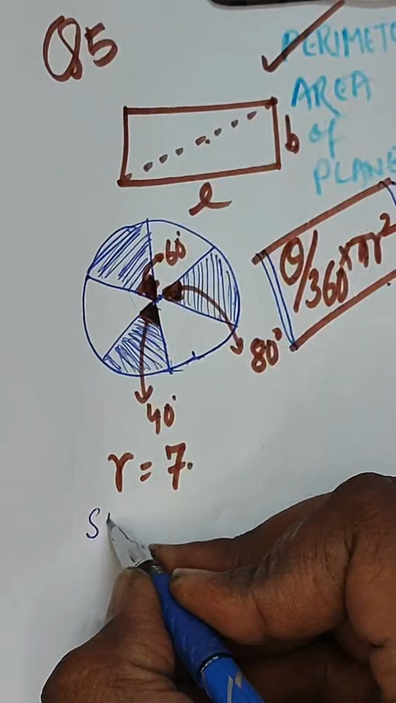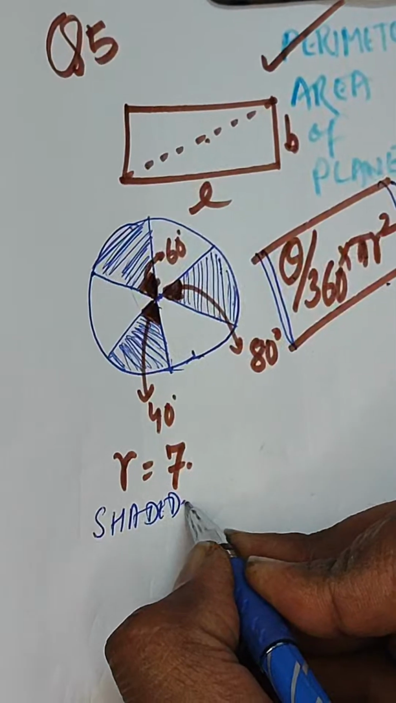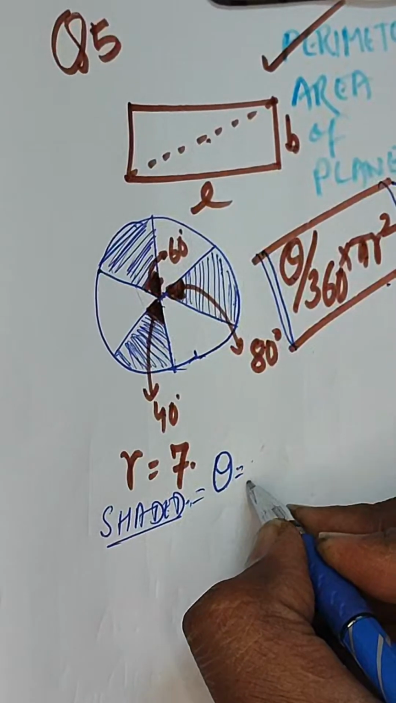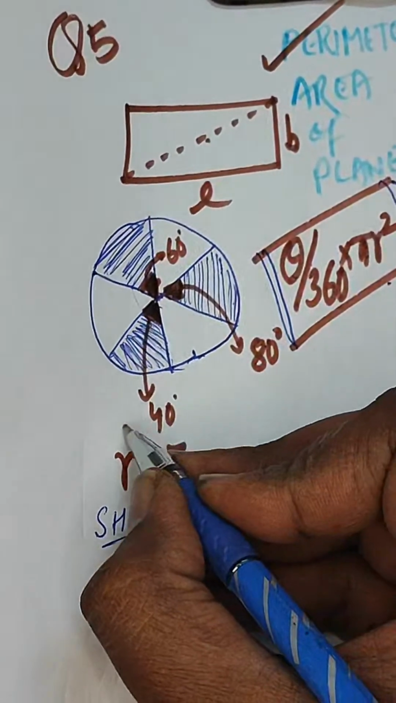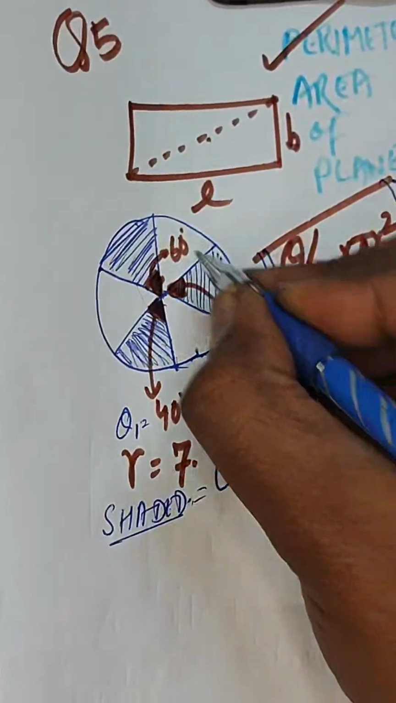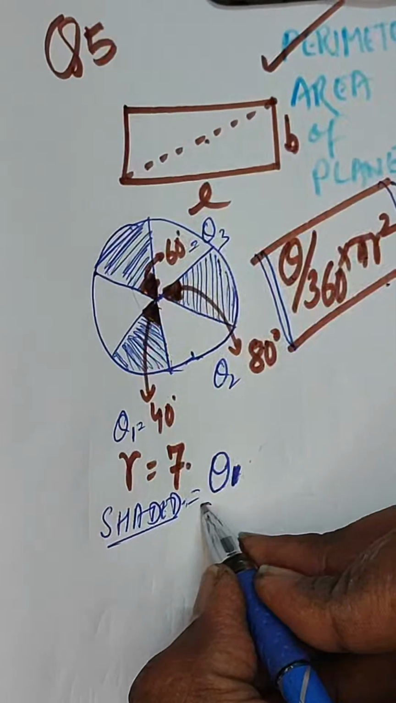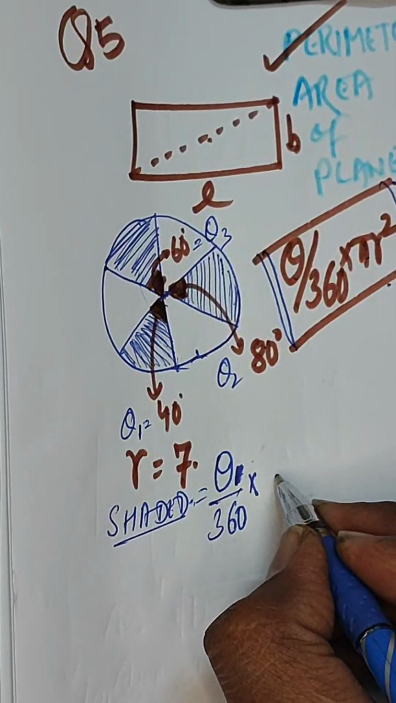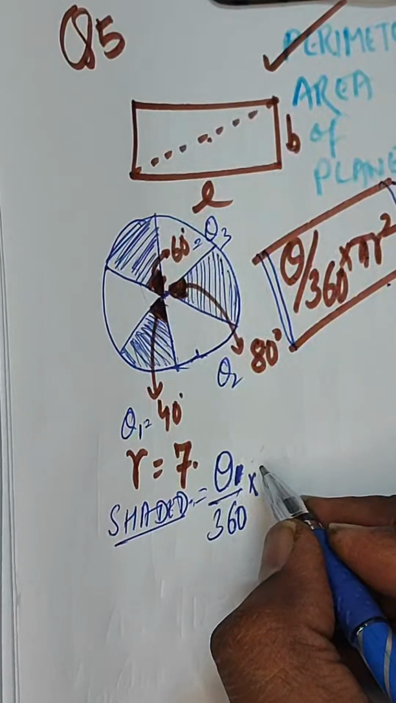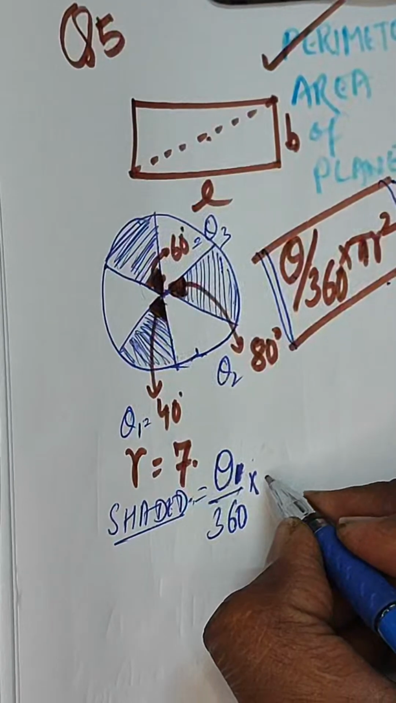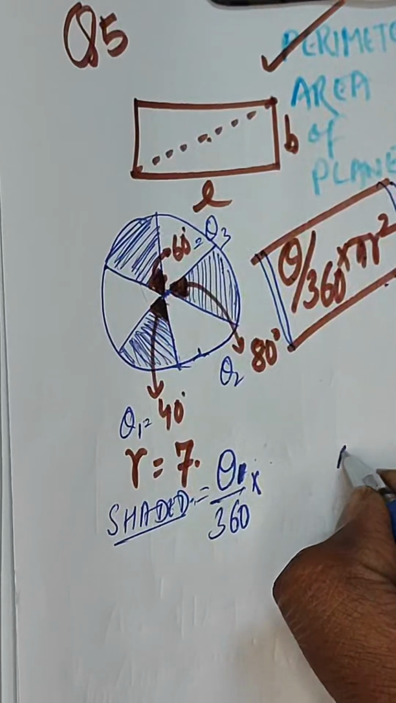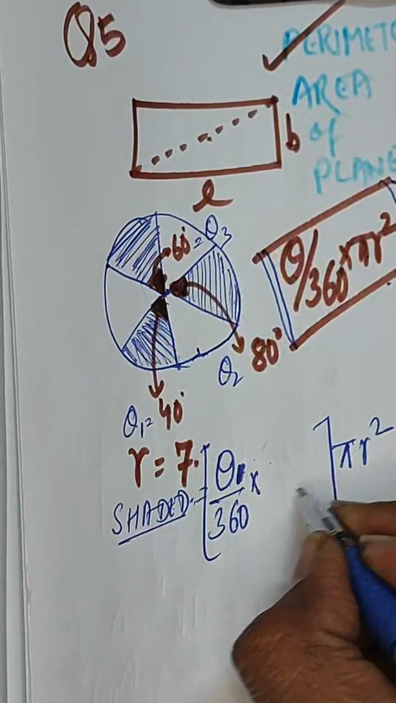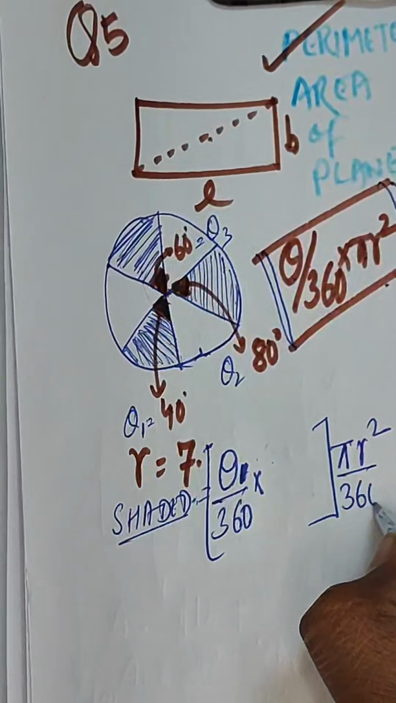The area of the shaded region can be calculated very easily by the area of the first sector. Just put the value of theta equal to theta 1. Let us say this is theta 1, this is theta 2, and this is theta 3. So it will be theta 1 by 360 into pi r square plus theta 2 by 360 into pi r square plus theta 3 by 360 into pi r square. So just take pi r square as common, and inside the bracket we have theta 1 by 360. Even 360 can be taken as common from here.